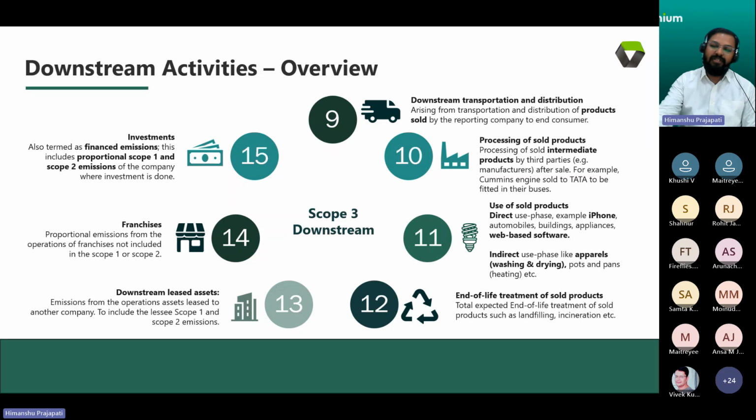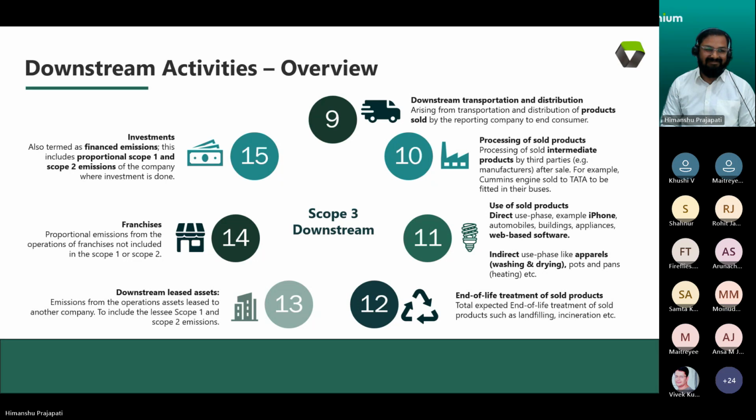If I have operational control of my asset, I will report it under scope 1 and scope 2 emissions. If I don't have operational control over my asset, I still am the owner, but I don't have operational control, that will go under scope 3 downstream. So it will never be duplicated in the same category, to answer your question.